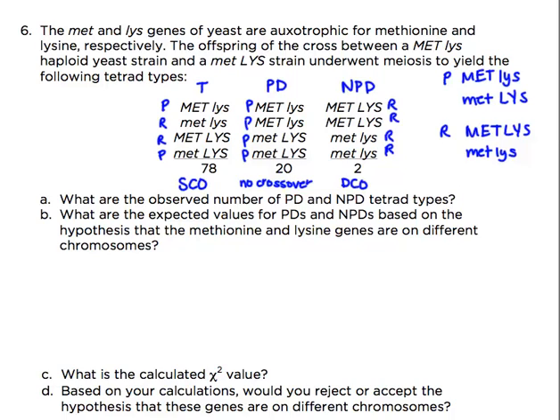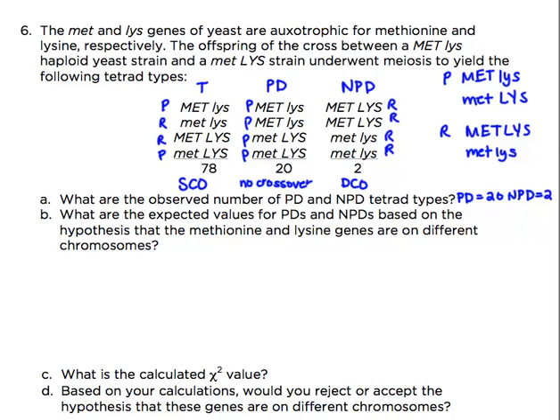So for A, what are the observed number of parental ditype and non-parental ditype tetrad types? So we saw above there are 20 parental ditypes and 2 non-parental ditypes. Part B. What are the expected values for parental ditypes and non-parental ditypes based on the hypothesis that the methionine and lysine genes are on different chromosomes?